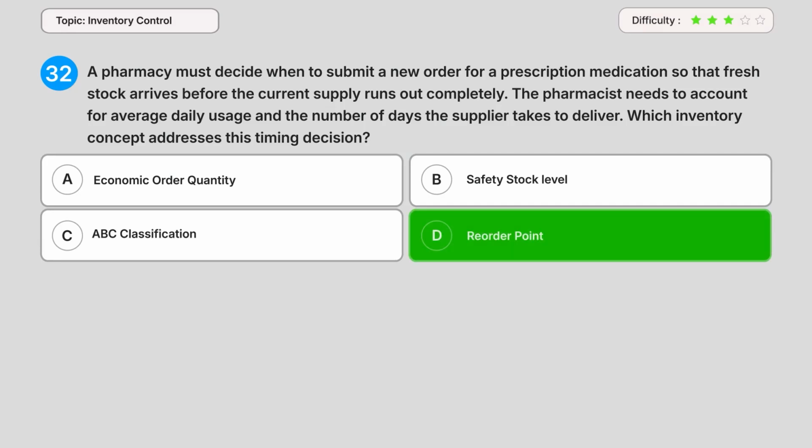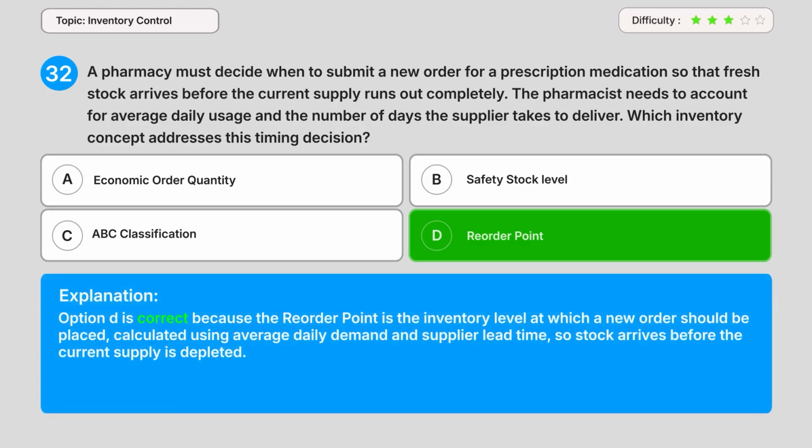Correct answer, D. Reorder point. Explanation: option D is correct because the reorder point is the inventory level at which a new order should be placed, calculated using average daily demand and supplier lead time, so stock arrives before the current supply is depleted.